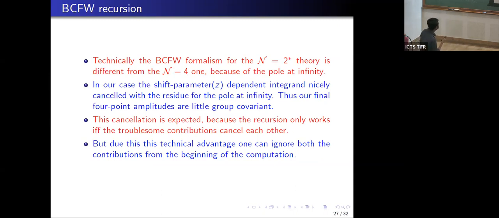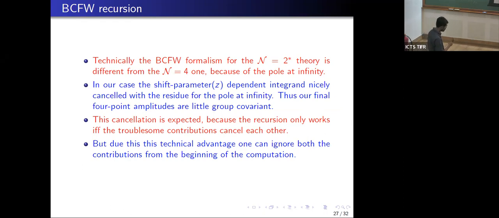So what is the difference between BCFW for n equals 2 star and n equals 4? Technically, the BCFW formalism for the n equals 2 star theory is different from the n equals 4 one, because we get a pole at infinity. And in our case, the shifted parameter z-dependent integrand nicely cancelled the residue for the pole at infinity. Thus, our final 4-point amplitudes are little group covariant. This cancellation is expected because the recursion only works if and only if the troublesome contributions cancel each other. But due to this technical advantage, one can ignore both the contributions from the very beginning of the computation.